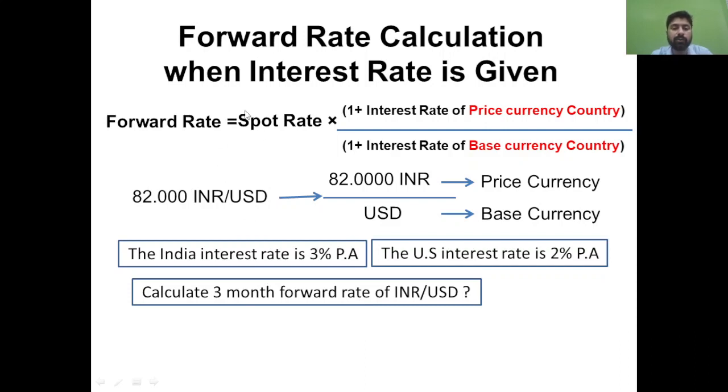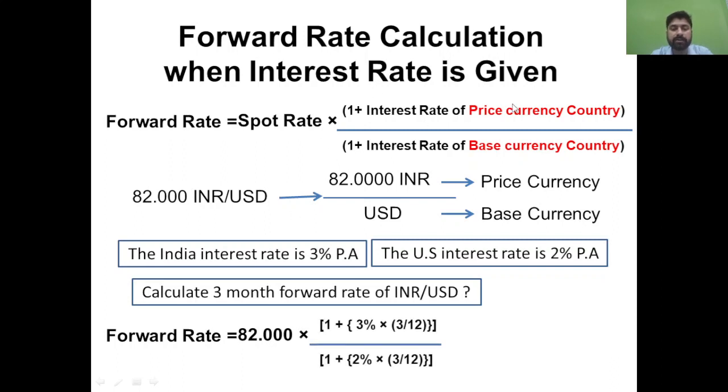So we have the formula over here. We need to put all the values in the formula to calculate. In place of spot rate we put 82.000. In place of interest rate of the price currency country, what is your price currency country? It is India, INR. So what is the interest rate in India? It is 3%. That we will write. And since we are looking for the forward rate after 3 months, that is why we have divided 3 by 12, because the rate is the annual rate.